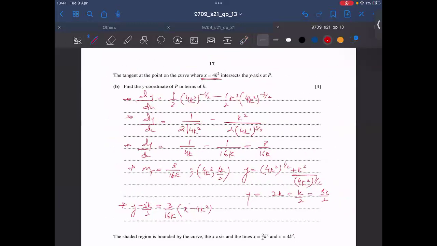tangent की equation आ गई y minus 5k over 2 equals to 3 over 16k, bracket x minus 4k square. सर आपने कर्व को डिफरेंशिएट किया? क्या कह रहे हैं? सर आपने कर्व को जो x इक्वल्स टू 4k स्क्वायर है इसको आपने डिफरेंशिएट किया है। वो तो पीछे किया था ना. पीछे किया था वही एक्सप्रेशन यूज करिए ग्रेडियंट फंक्शन की, समझ आई बात?